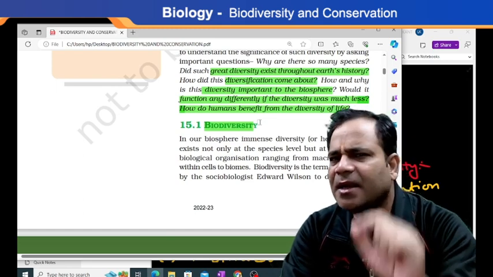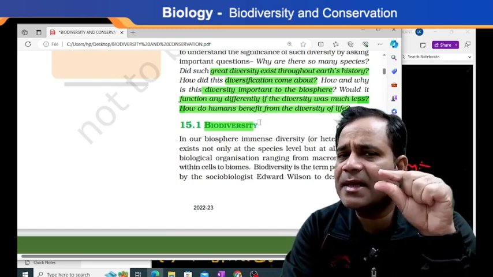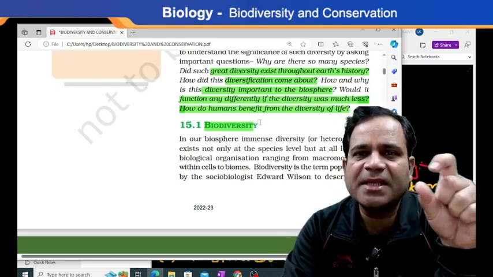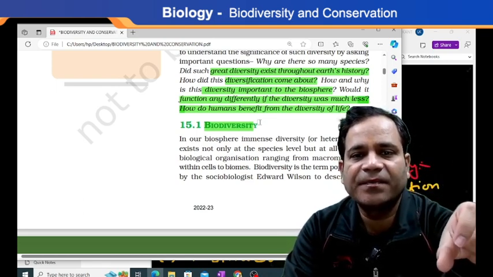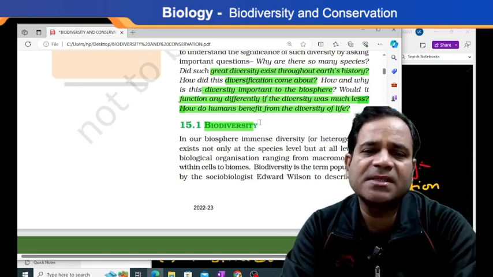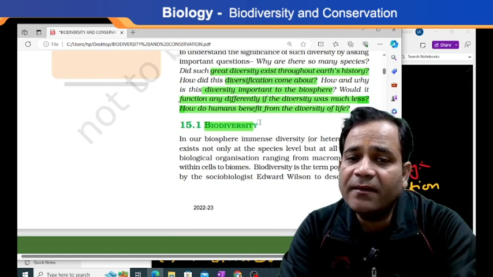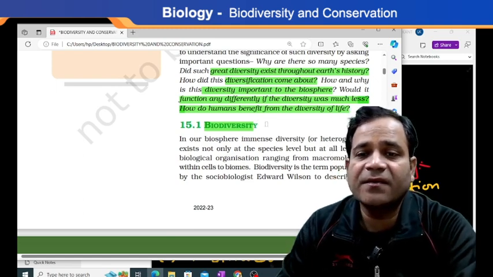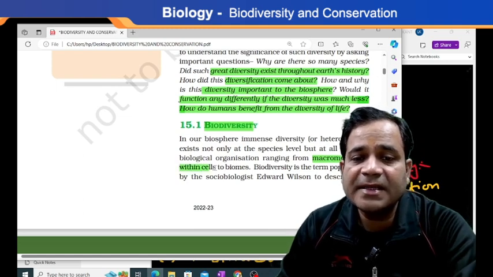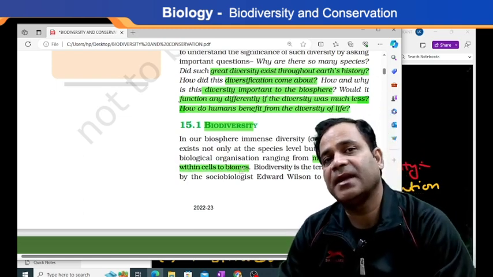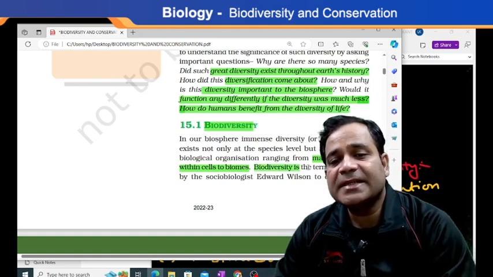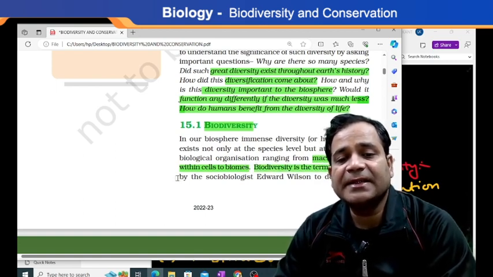If I'm saying here the heterogeneity, it means that hetero means what? Differ. Genetic means what? Gene. So here the species having a different gene, they're known as what? Heterogeneity. It exists not only at the species level, but at all the levels of biological organization, ranging from macromolecules within the cells to what? Biomes. So biodiversity is the term popularized by whom?